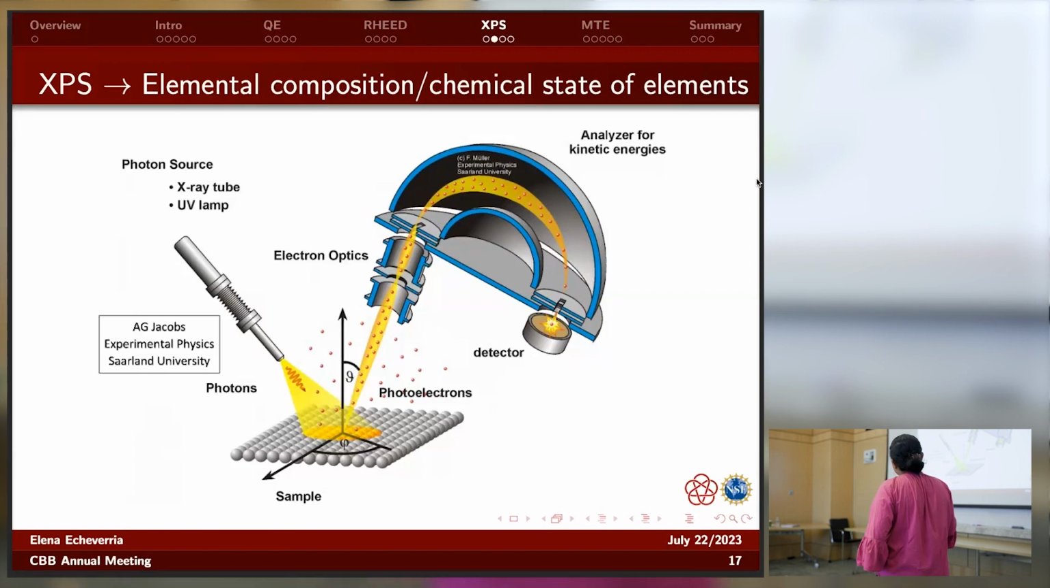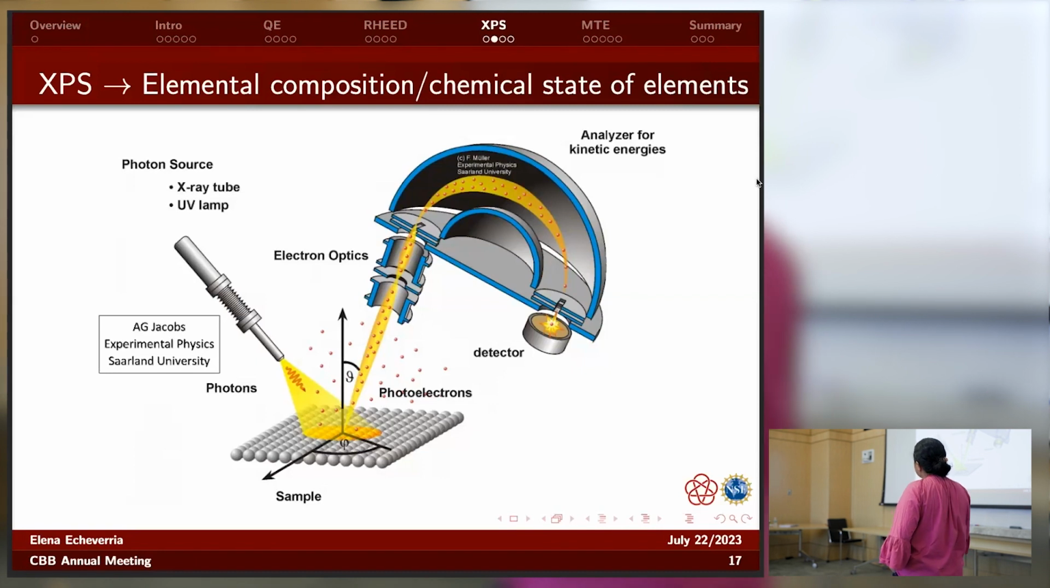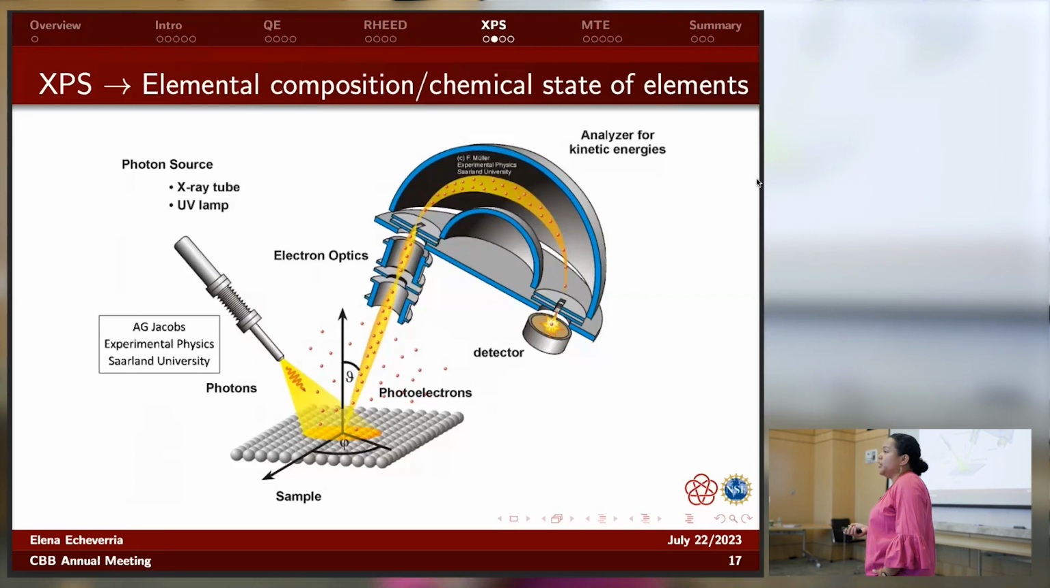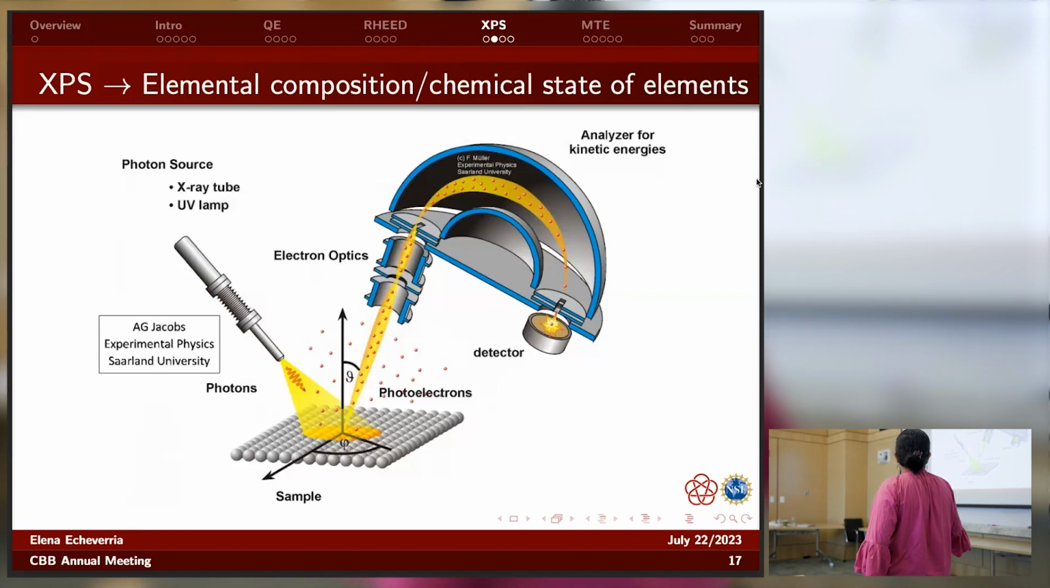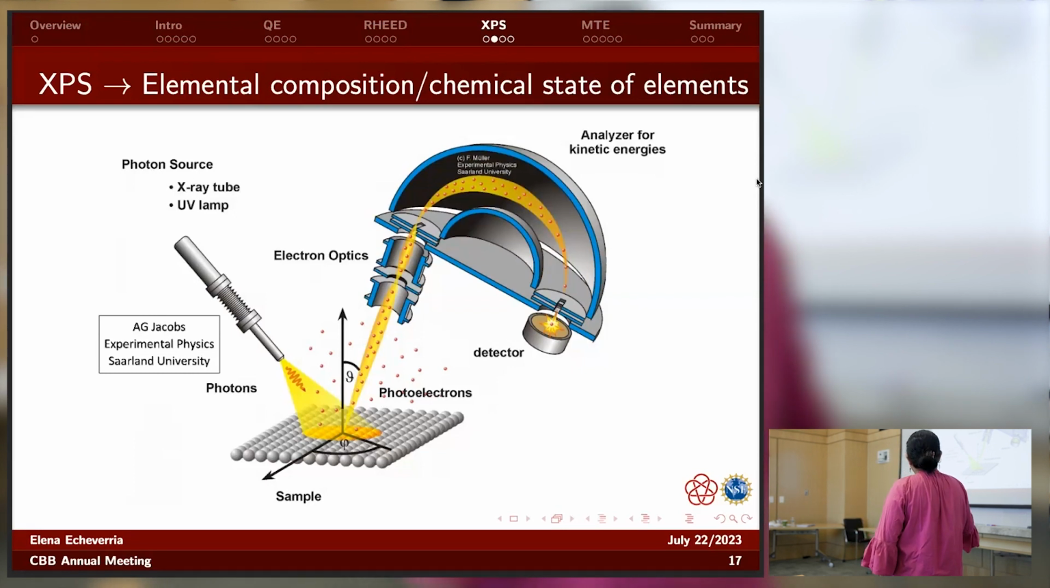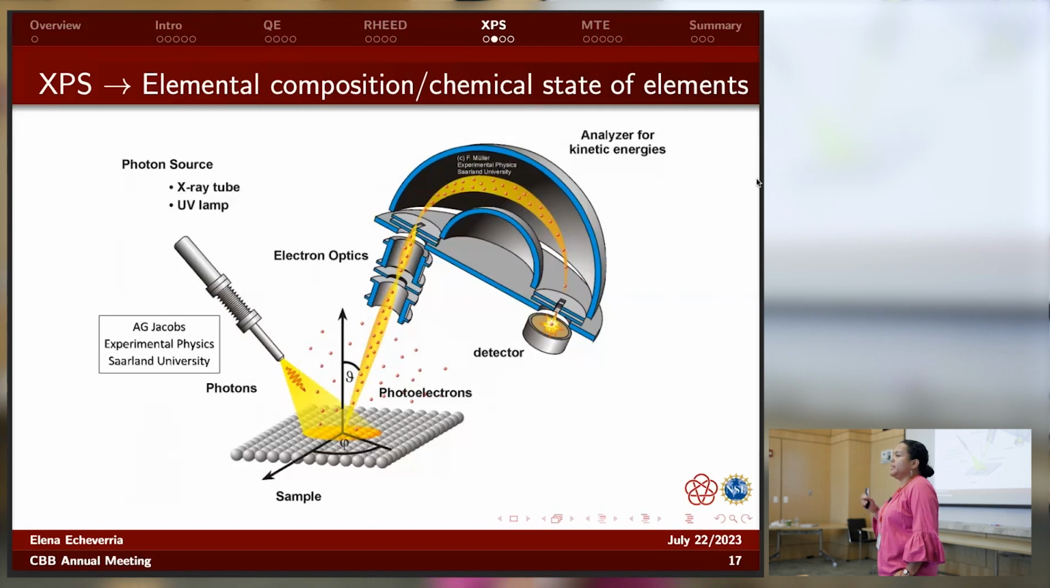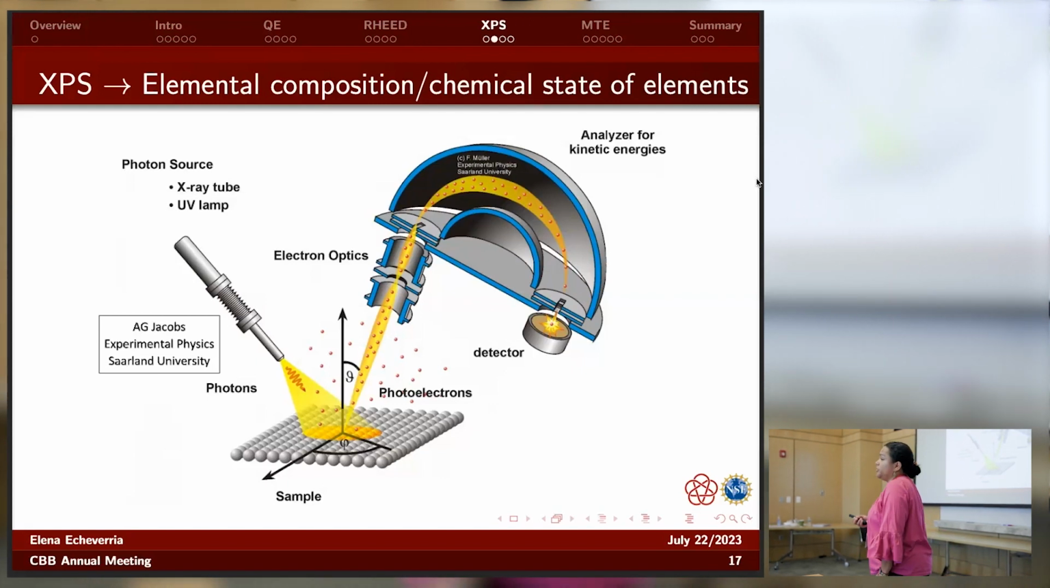The setup is very simple. We need a source of light. Again, if we are using X-rays, we will call it XPS. We need the sample. The sample can be rotated and different information will be obtained. And we need an analyzer, and the analyzer will be reading the kinetic energy of those photoelectrons.